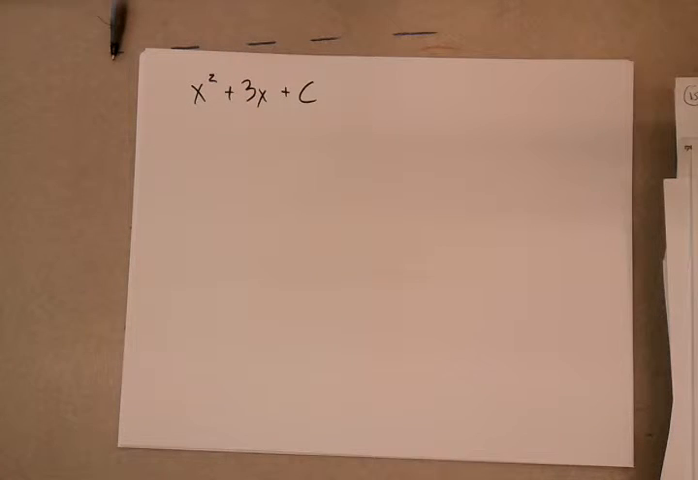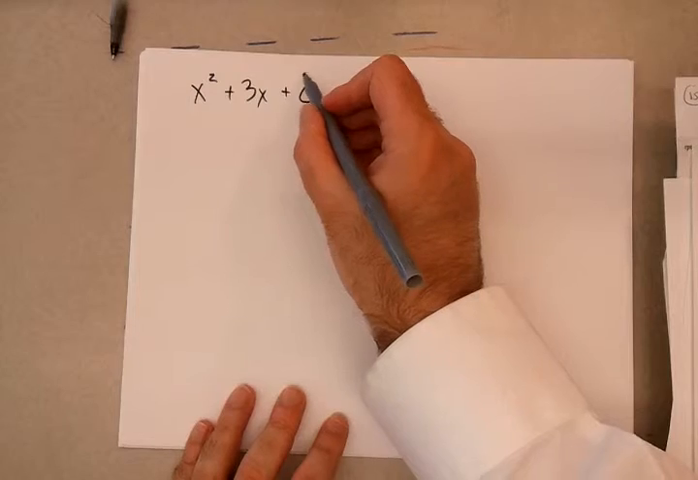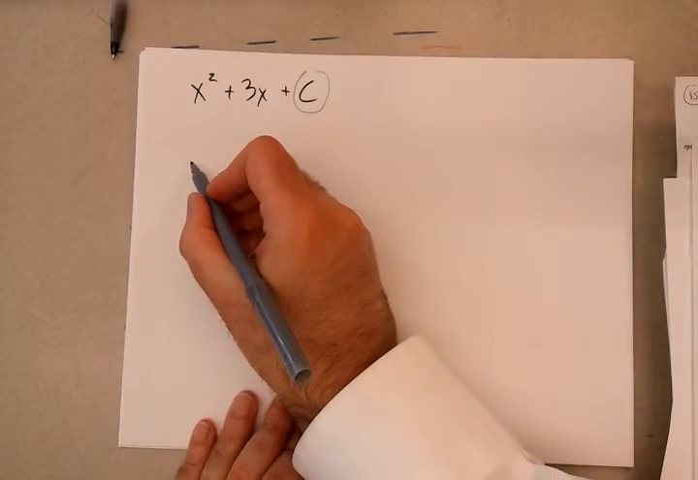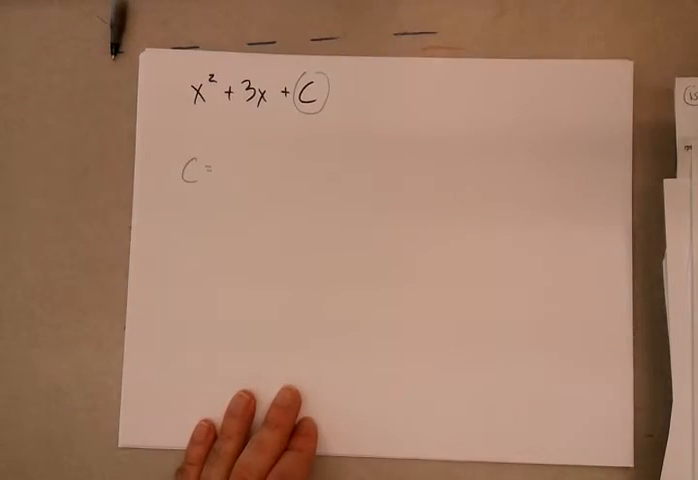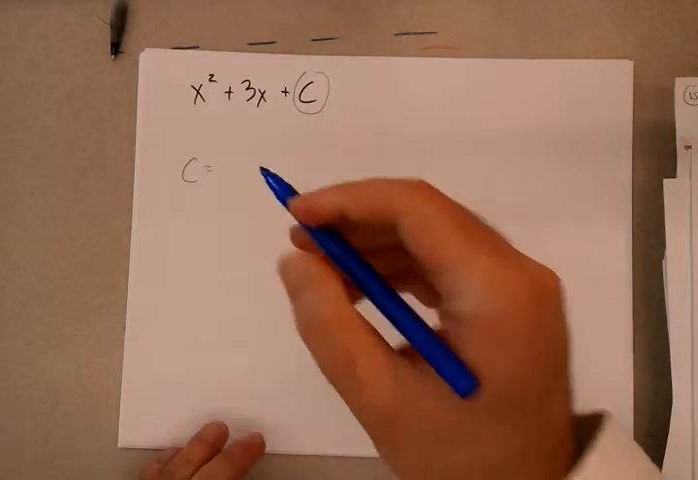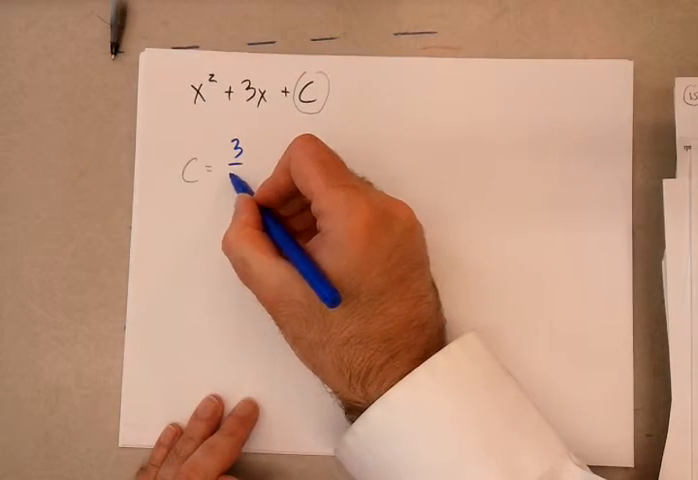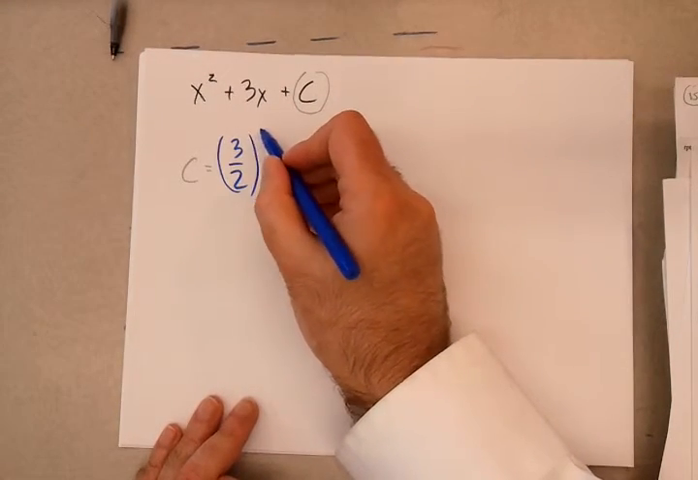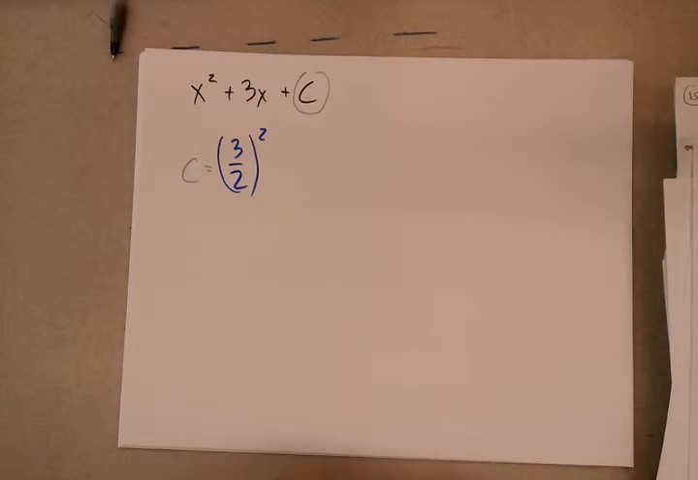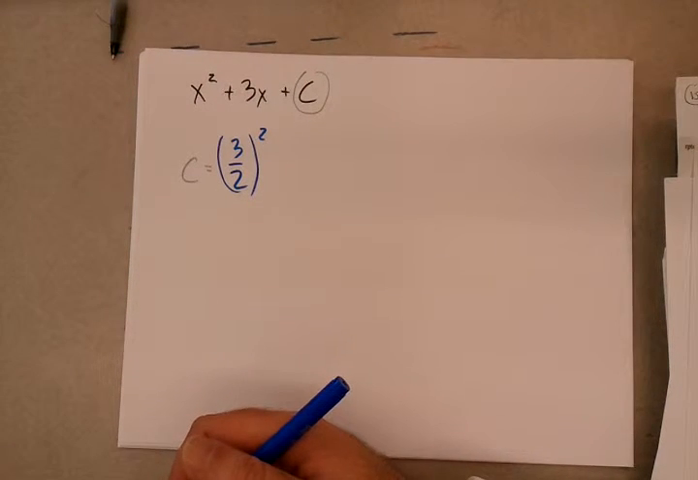So let's say you have a problem like this. Again, you are asked to find c. The c is missing. So you know the formula to find c. You take the coefficient in front of the middle term, the b. In this case, the b is a 3, right over here. So you take your 3, you divide it by 2, then you square it all. The 2 doesn't go into the 3 evenly, so you're going to get a fraction or a decimal.